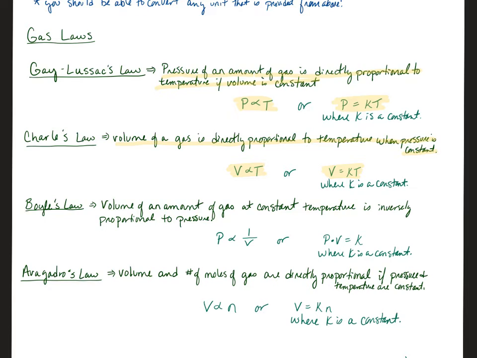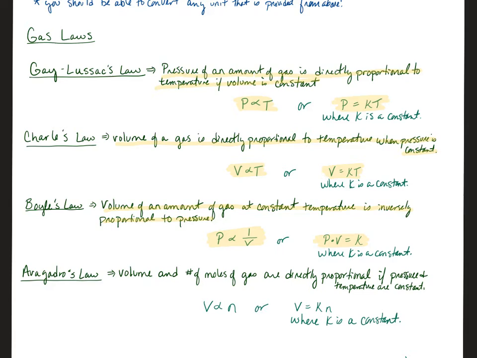Next, we have Boyle's law. Here, he says that the volume of an amount of gas at a constant temperature is inversely proportional to pressure. Now remember, inversely proportional means we have a 1 over. So that means that P is proportional to 1 divided by V, or you can say that P times V is equal to some constant. So when one goes up, the other one goes down: as pressure goes up, volume goes down, or as volume goes down, pressure goes up.